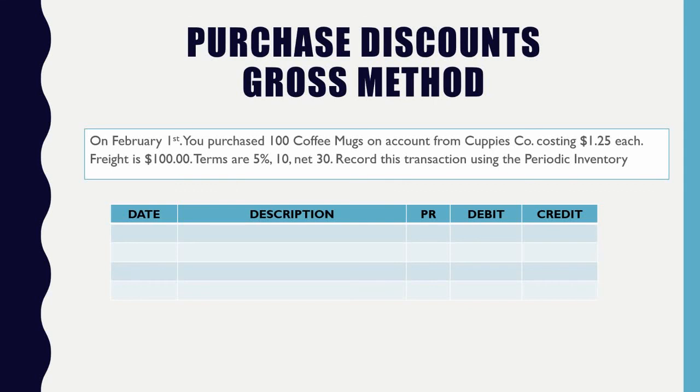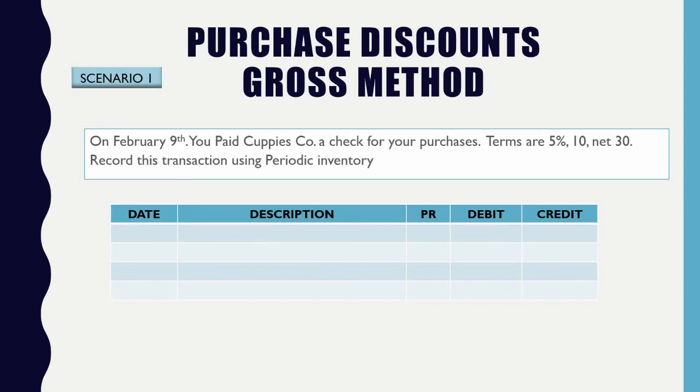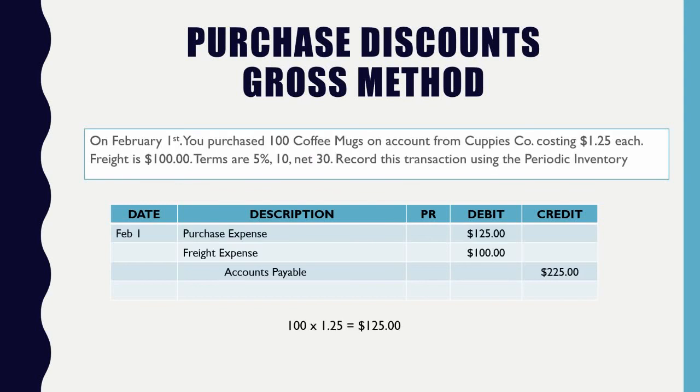Okay, so here we're going to go ahead and journalize purchase expense, freight expense, and they're all going to be for their full value, right? Even though we do see that we have terms 5%, 10, net 30, we're going to go ahead and safely assume that we're not going to pay right away, and we have intentions to pay, but we cannot guarantee that we'll make the discount, right? We just have to play by ear and see how things go, right? So then here for scenario 1 on February 9th, so February 1st, okay? Make sure you keep in mind, February 1st.